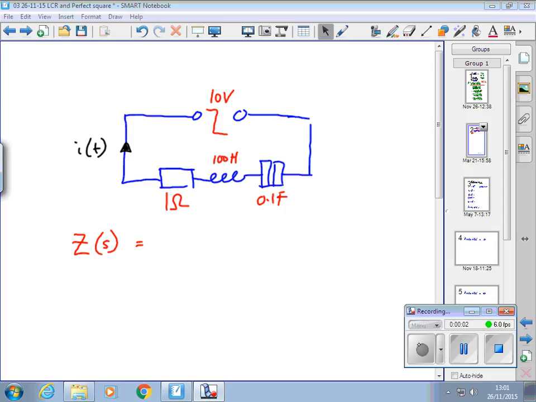So today we're going to look at circuits like this, LCR circuits. First step, write down what the total impedance Z(S) is in terms of S. So using your Laplace transforms, write down the expression for the total impedance, resistance, and then try and combine that into one fraction.